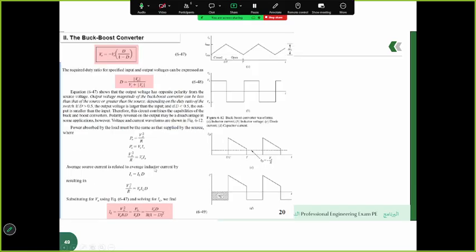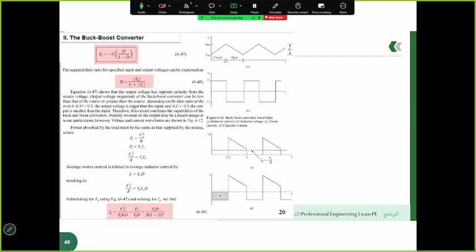Okay, the buck boost converter is a versatile DC to DC converter that can generate an output voltage either higher or lower than the input voltage depending on the duty cycle. A key characteristic of this converter is that the output voltage polarity is opposite to the input voltage. The analysis is based on the inductor volt-second balance principle under steady state operation, which states that the average voltage across the inductor over one switching period is zero. The operation is divided into two intervals.